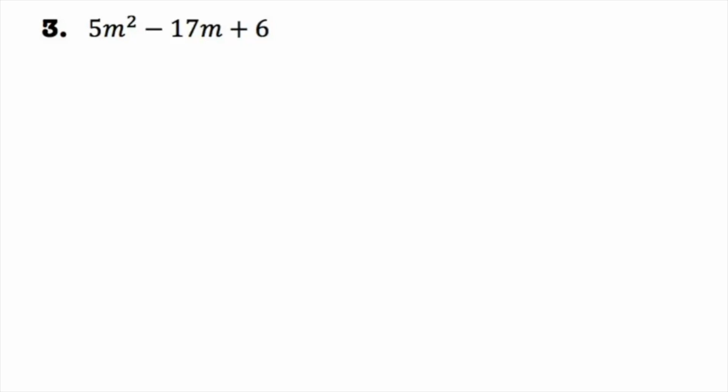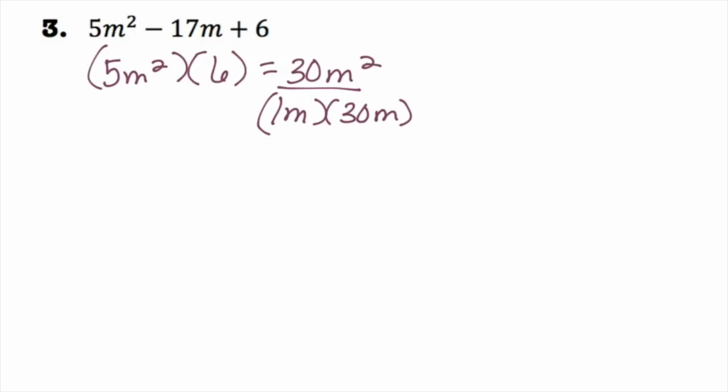All right, number 3, 5m squared minus 17m plus 6. Multiply 5m squared times 6, and you get 30m squared. So we're going to find everything that multiplies to be 30m squared. Another way to write multiplying is two parentheses that are close together like this, so we don't have to put the little dot in between. That helps when you're dealing with negatives, so that you can make sure your negatives are not minus signs and it doesn't get confusing. So using parentheses makes it a little bit easier.